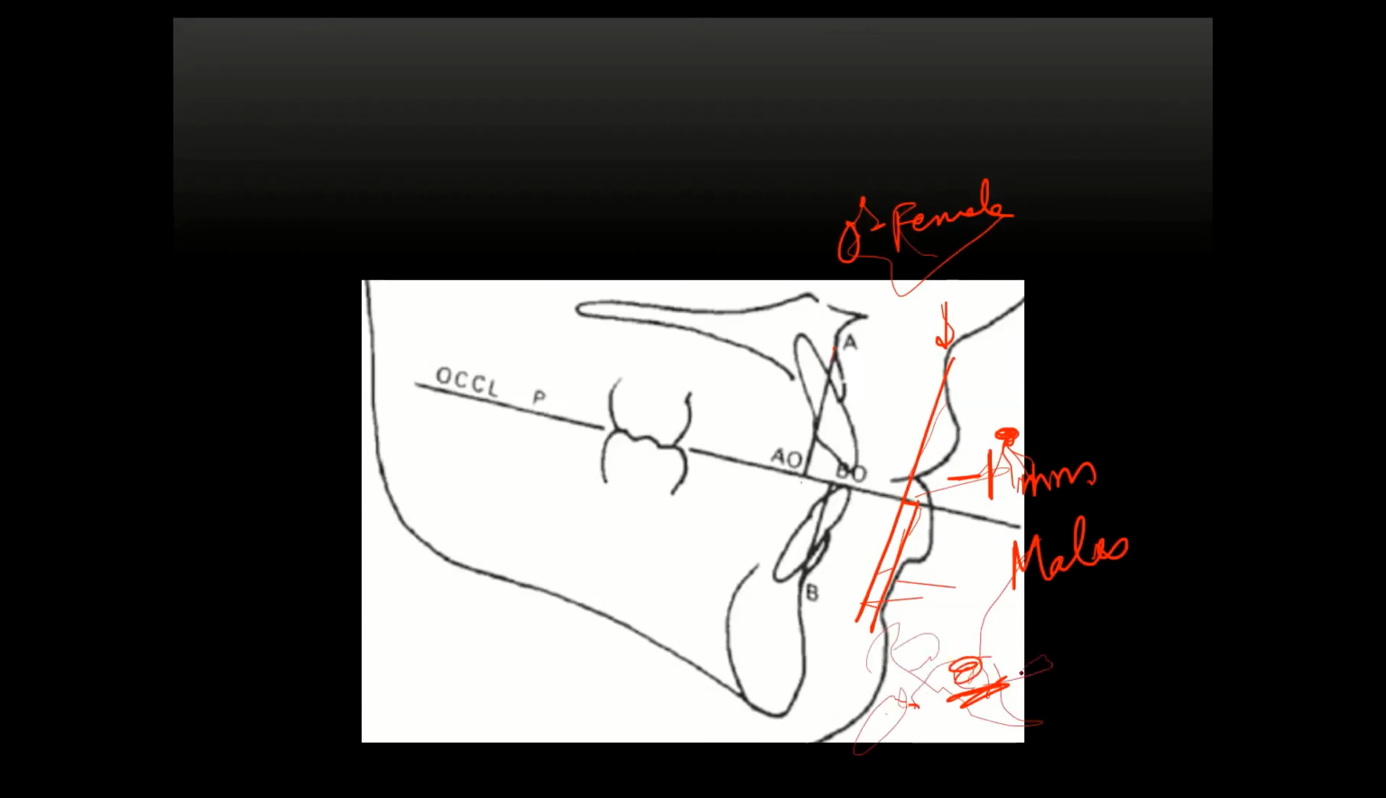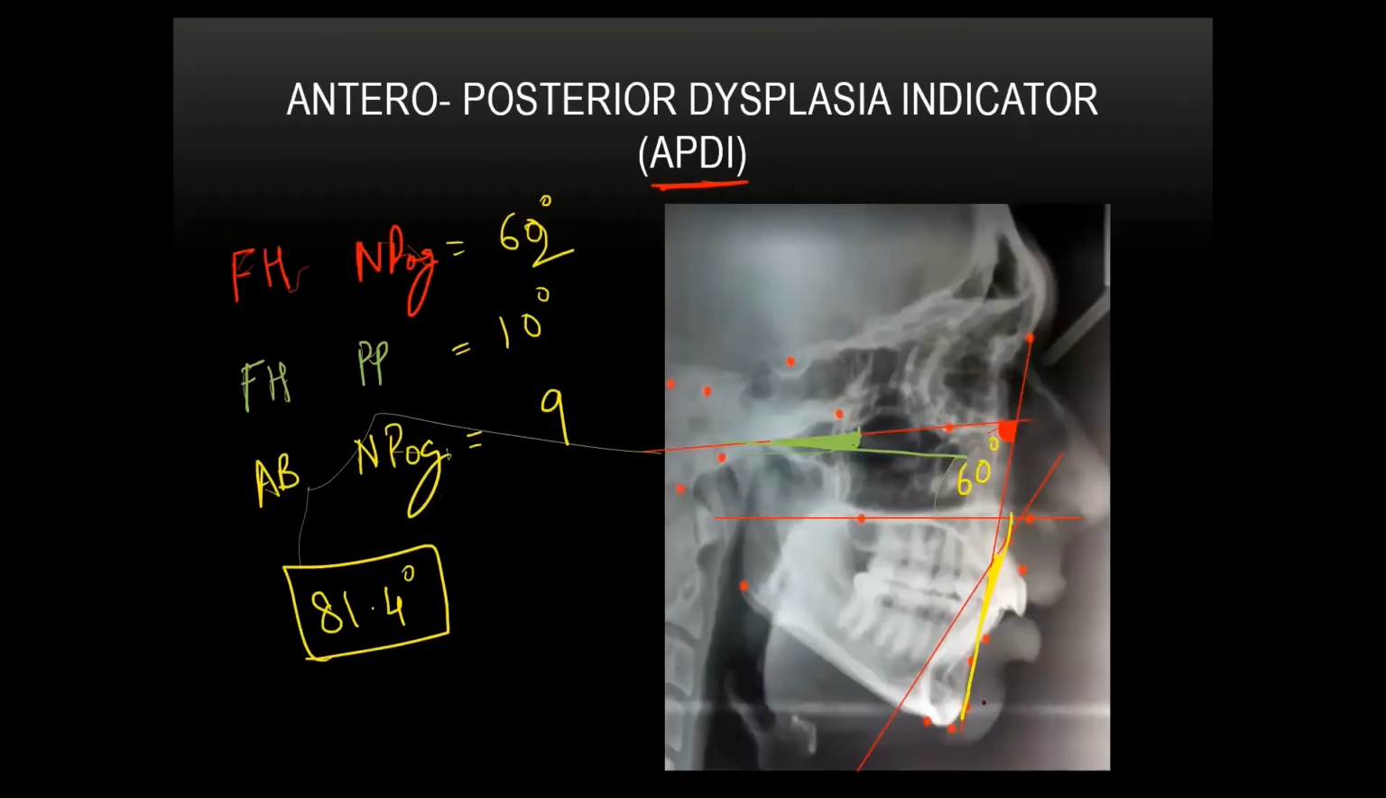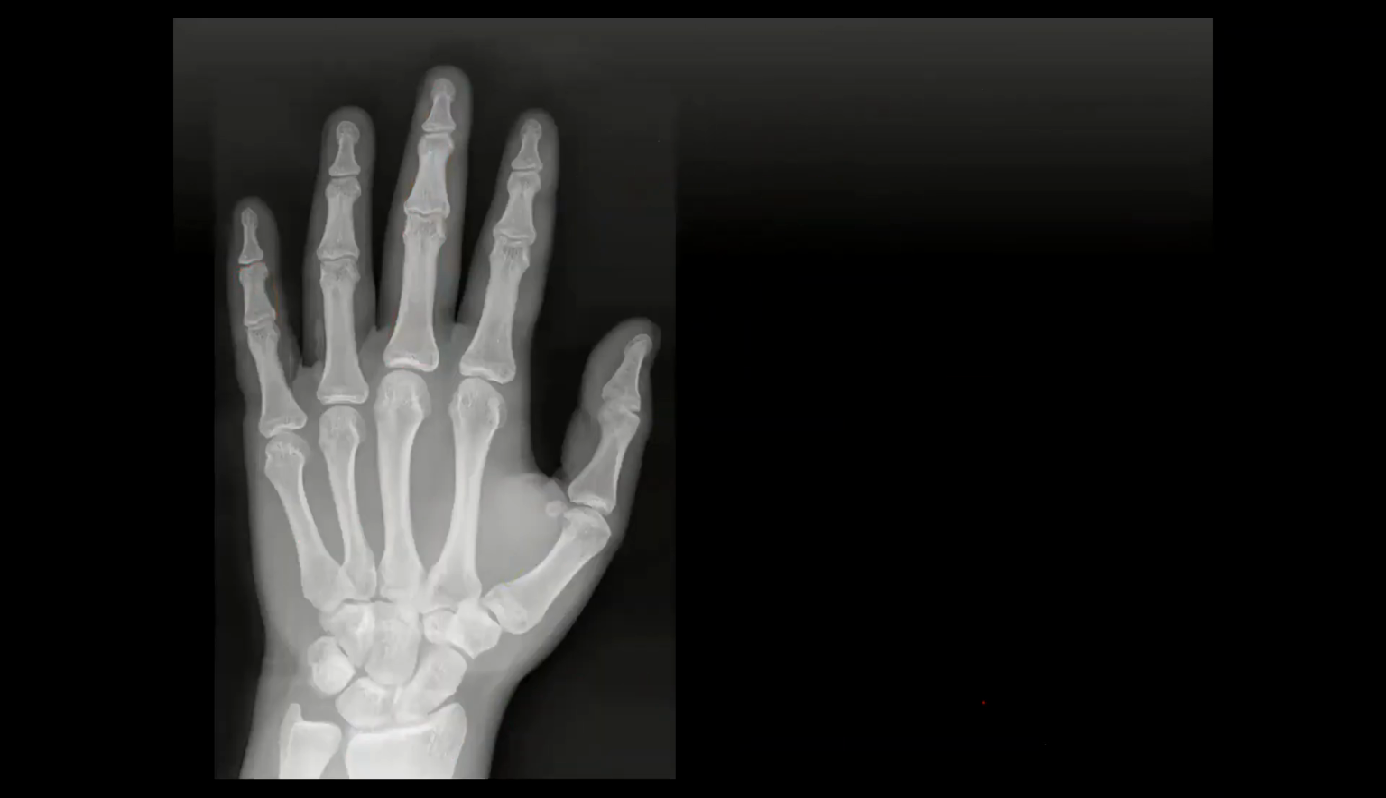What is a high angle case? Hyperdivergent is called high angle. Hypodivergent is called low angle case.